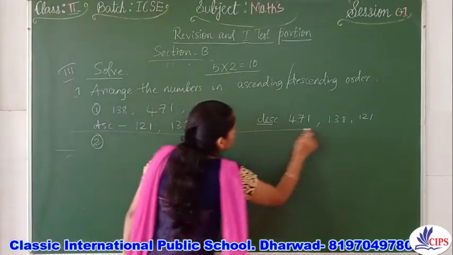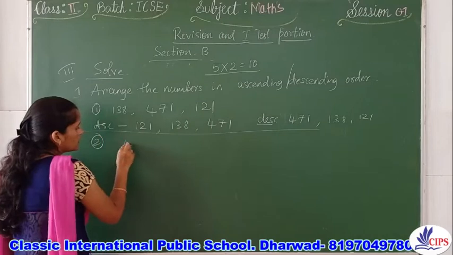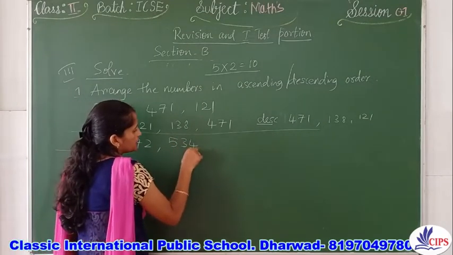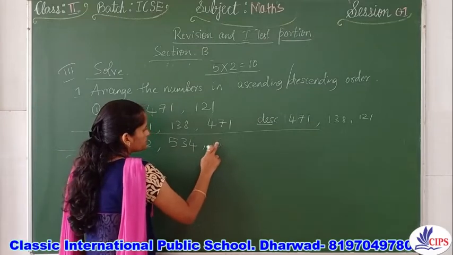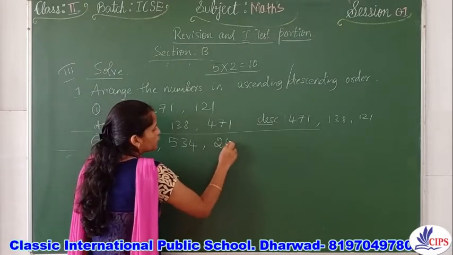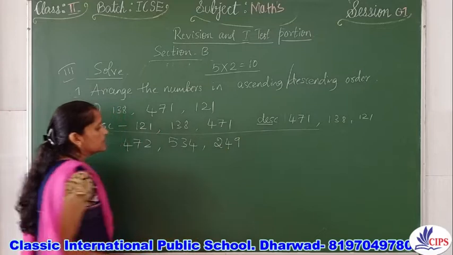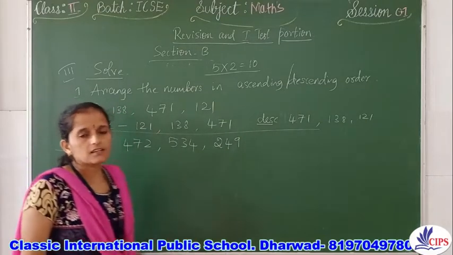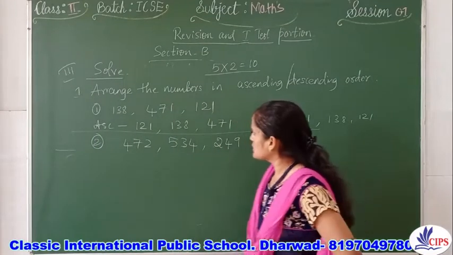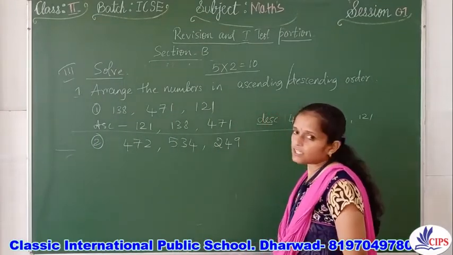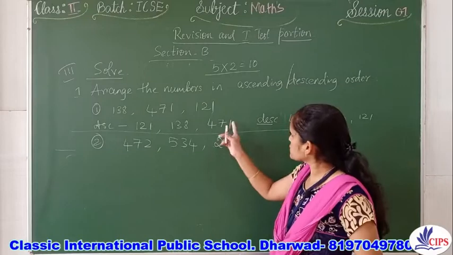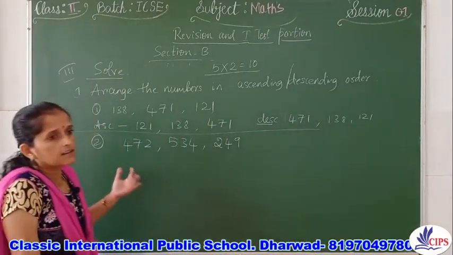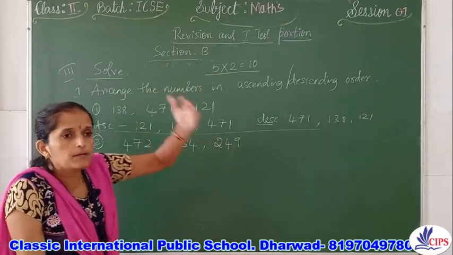Now if I take the next one, 472, 534 and 249. See, all three are different. How to write the numbers in ascending or descending order? Ascending will we write first or descending? Okay, because for this one we wrote ascending, now we'll write descending. Yes, that is from big to small.